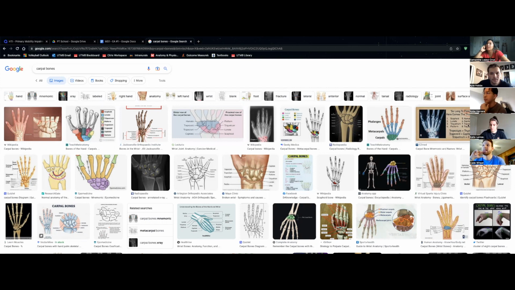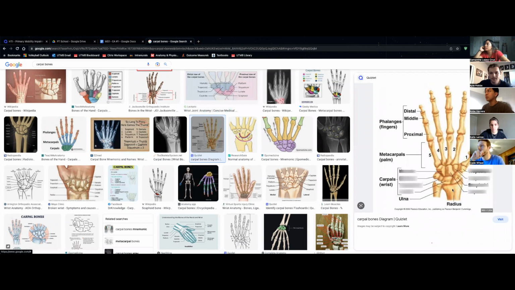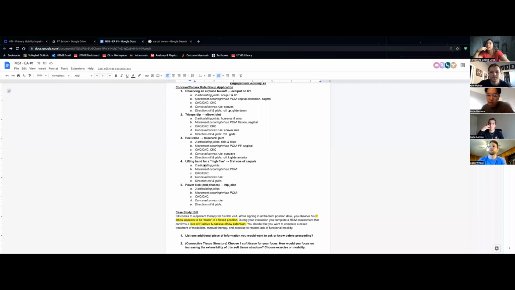Yeah, I got a picture for y'all. In this case, the carpals are convex and the radius is concave, and the wrist is concave with the radius and ulna. And since it's open chain, it's just these two that articulate. When she says first row, she said the first row carpal bone, so it's just the scaphoid and lunate, like what Kyle was saying. They don't touch the ulna right there. It's just them on the radius.